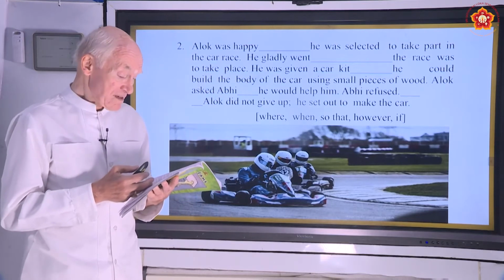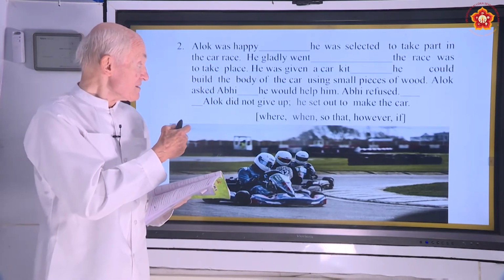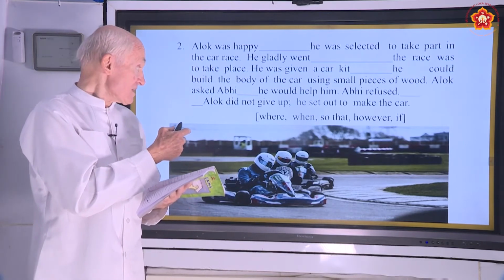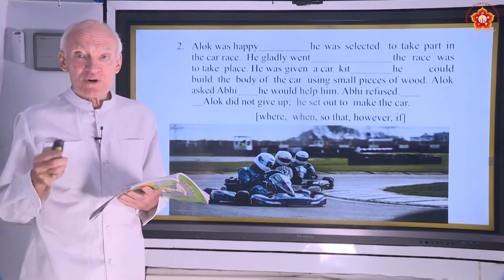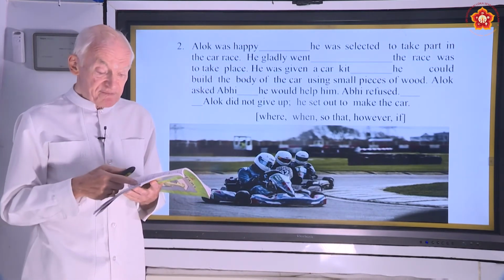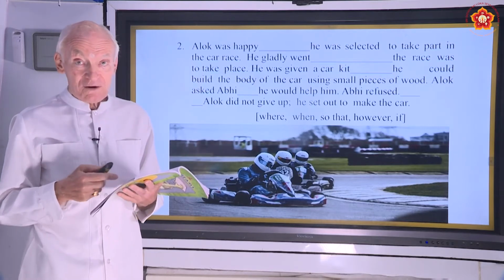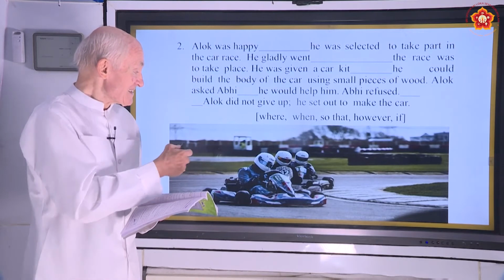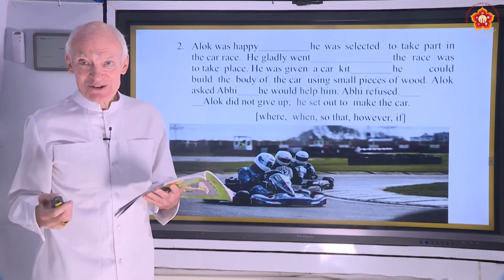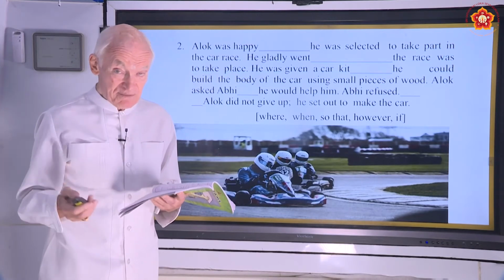We have here the same instruction. We have to pick out from these words: when, wherever, when, where, so that, however, if. We have to use these linkers in this paragraph talking about Alok. Alok wanted to go into a car race. So we can see him there. He's building a little scooter, a little race car to go racing against these people. And so we have to use the proper linkers.